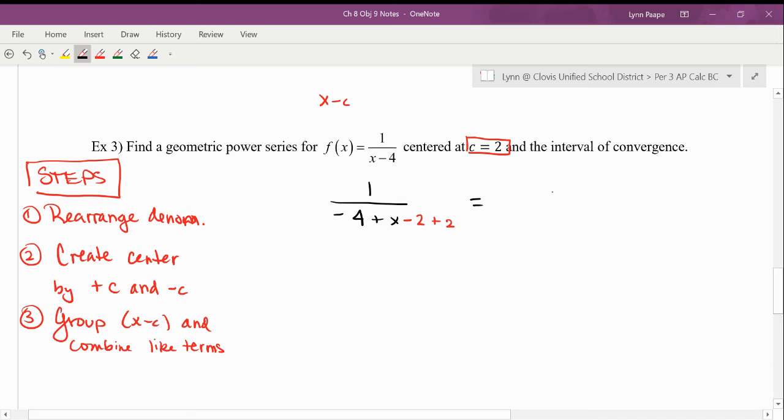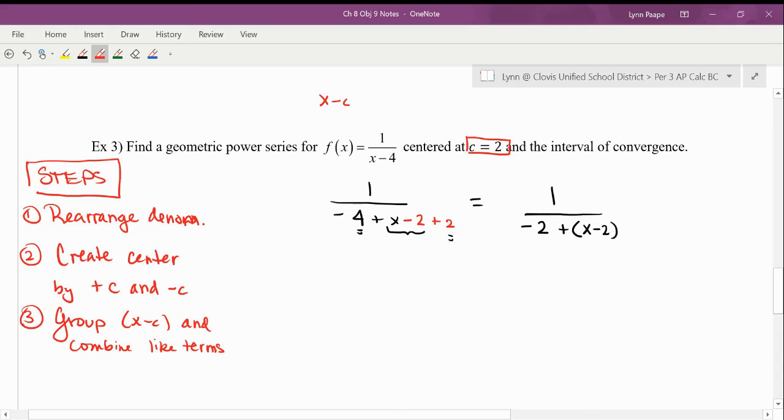So I'm going to head this way. That's 1 over, and this is the part I want to group. Then I'm going to combine like terms here. So I have negative 4 plus 2, which is negative 2. And then I'm going to group the x minus 2 because I need that to stay grouped to say this is my center. Then now we're going to finish it just like we did.